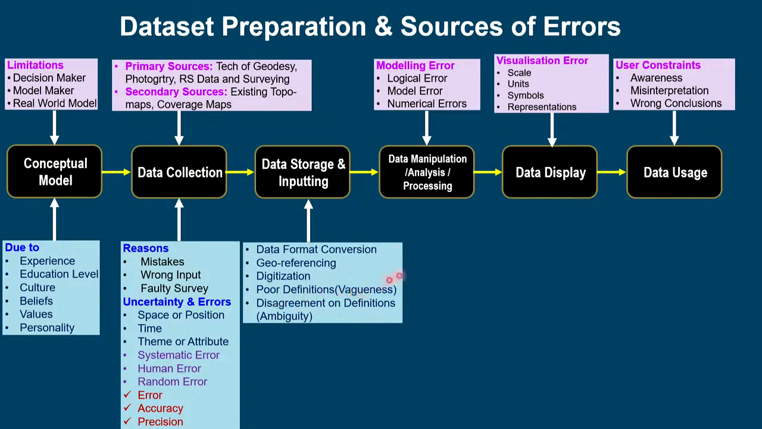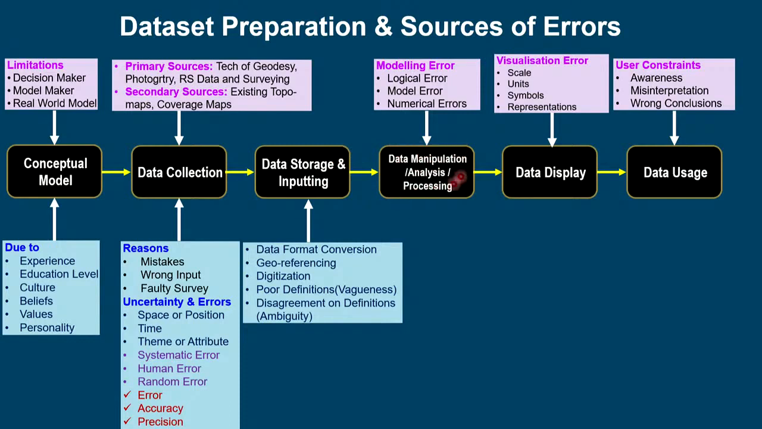Then poor definitions, that is basically called vagueness, or disagreement on the definitions, that is also called ambiguities. So because of certain things, some error is also introduced at this particular level, and error is here, error is here, error is also here. It means all of them are moving towards the next step. So that movement of the errors from the initial stage to the higher stage is called error propagation.